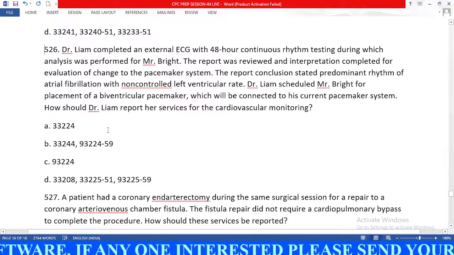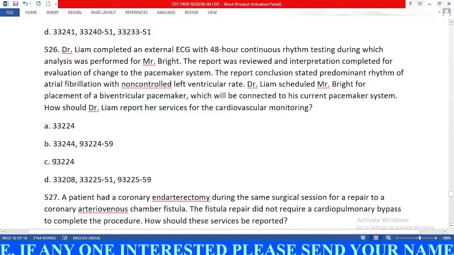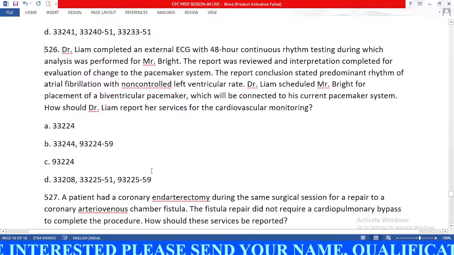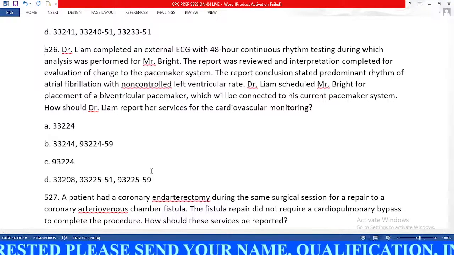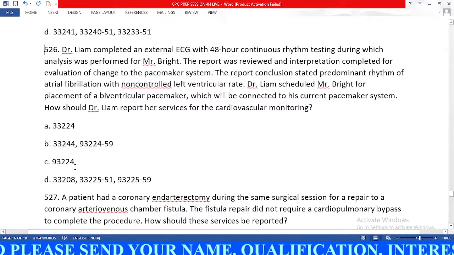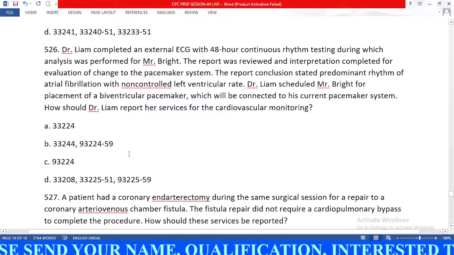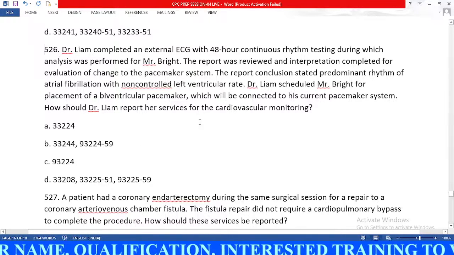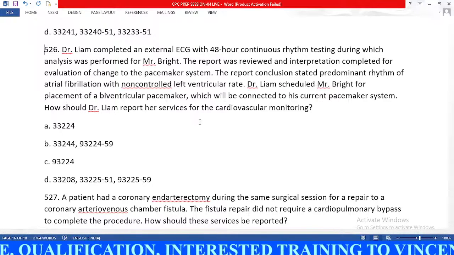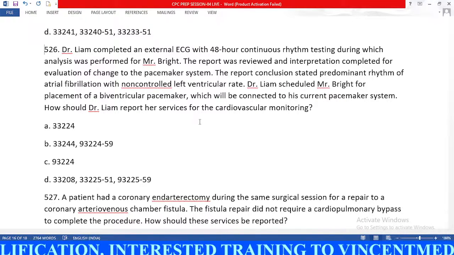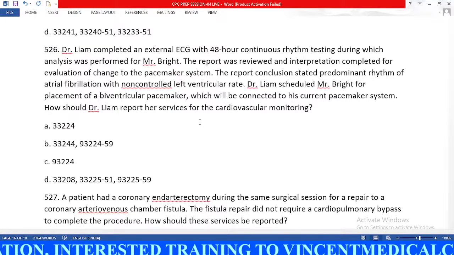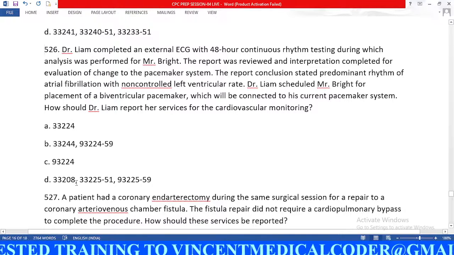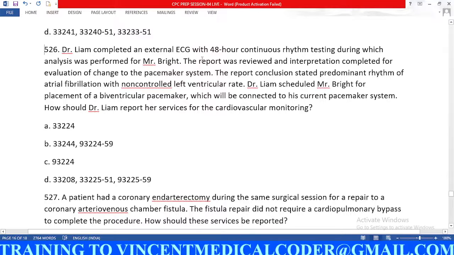Sorry guys. First check 33224, 33244, 93224, 33208 so that you can eliminate the options easily. Check the initial options first. Now it is 10:35, 10:36. I will give 2 minutes, so we will start the answer discussion at 10:39. So I am giving 3 minutes. First check 33224, 33244, 93224, 33208 and compare with our question.